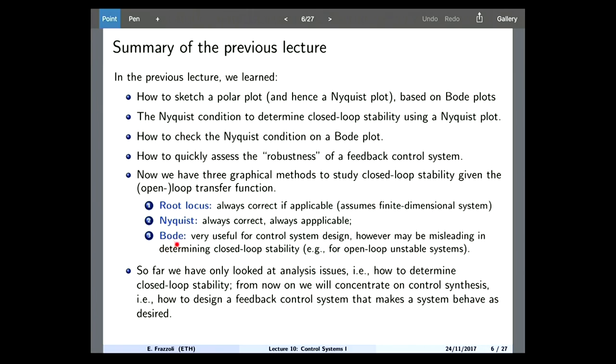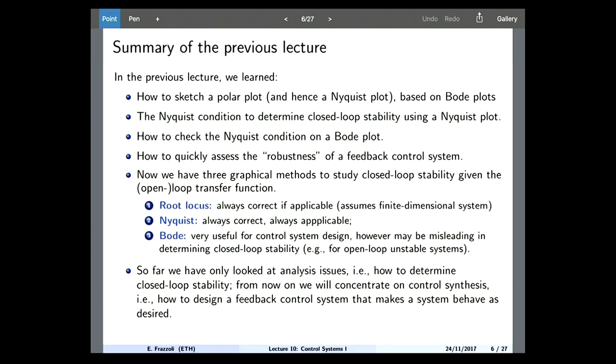Bode plot is another favorite. And this is typically what you will use to actually design a control system. The only caveat is that it may be misleading in determining closed loop stability, and that typically happens when the open loop is either unstable or has non-minimum phase zeros, or both.